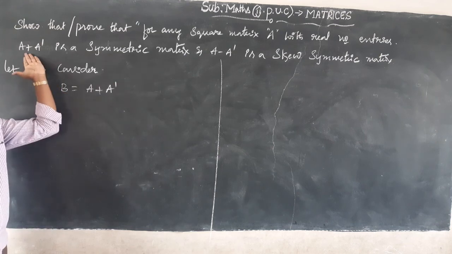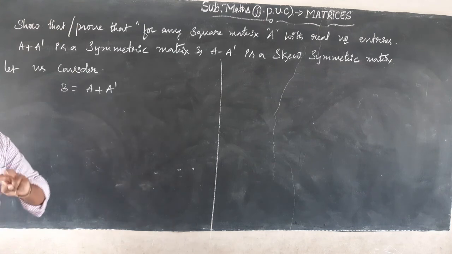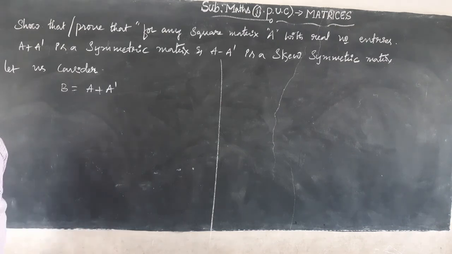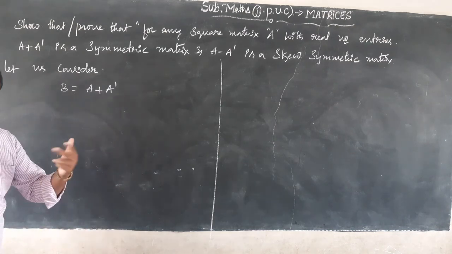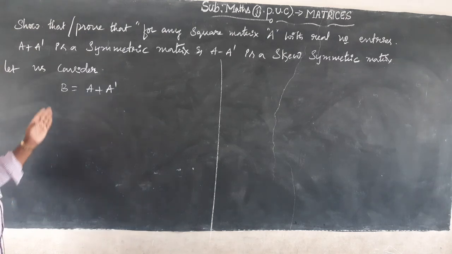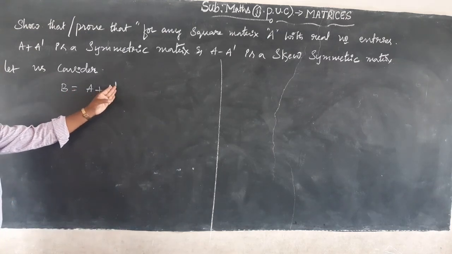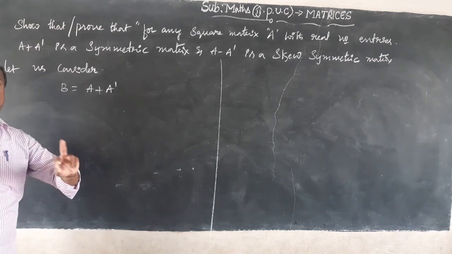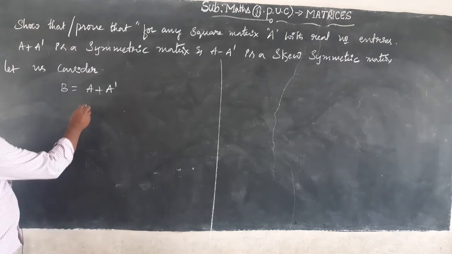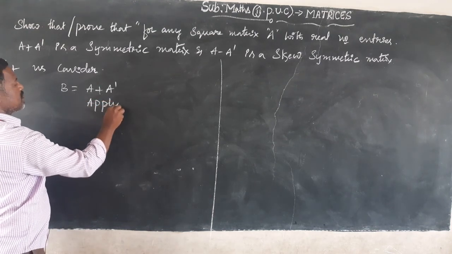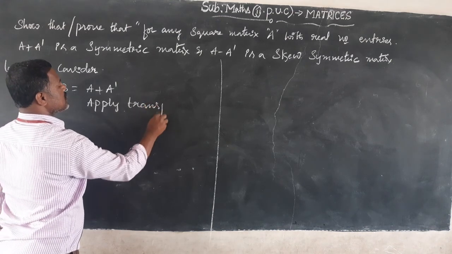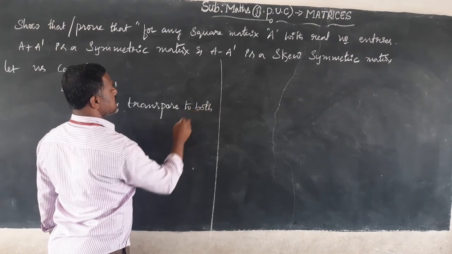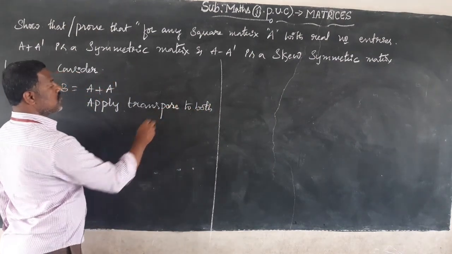Understand children? Here we have to prove that A plus A dash is a symmetric matrix. Here we have taken A plus A dash is equal to B. It's very simple, children. The first step here is to apply transpose to both the sides.